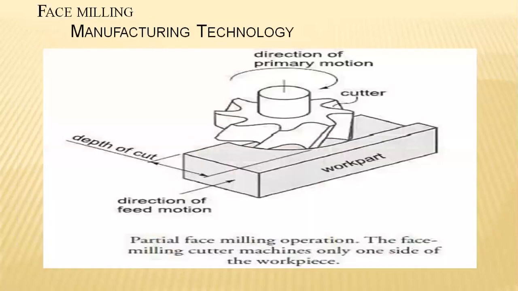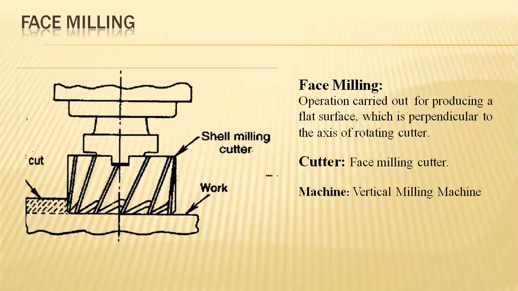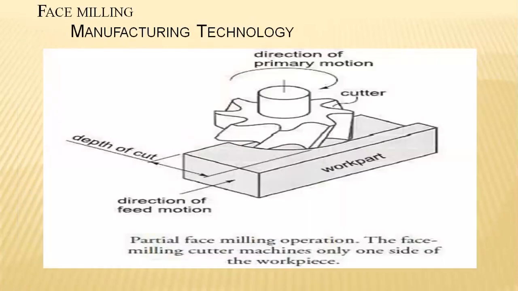Coming to the face milling process. Particularly, this operation is carried out for producing a flat surface, perpendicular to the axis of the rotating cutter. The cutter is the face milling cutter and the machine is the vertical milling machine. So this is the process. The cutter rotates in the clockwise direction over the part to a particular depth of cut, which is specified in the diagram, and the direction is from left to right. So the face milling progresses over the surface.